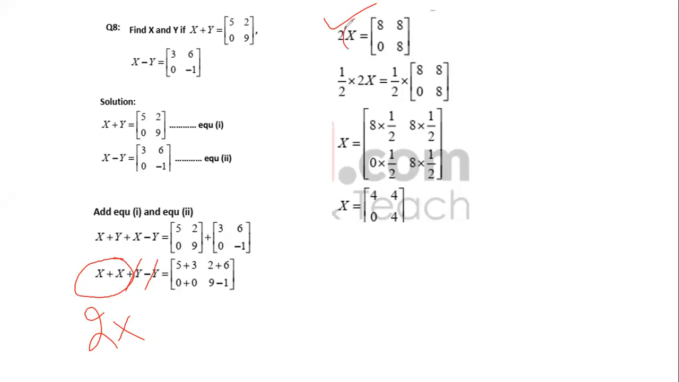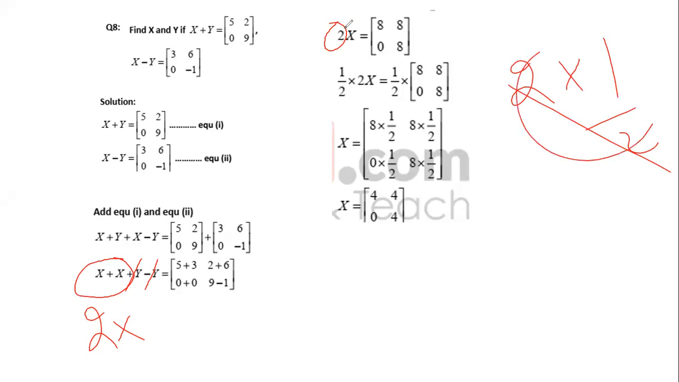We have to find only x. So we have to remove this 2. So 2 and x have a product relation. You know that 2 and 1/2 cancel each other. So for its cancellation, just multiply 1/2 on both sides. This 2 and 1/2 will cancel each other, so we have x on the left hand side. On the right, this 1/2 will be with each and every element of the matrix. So that is done here.